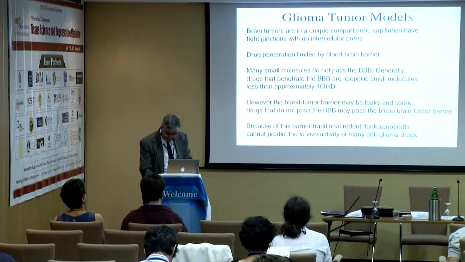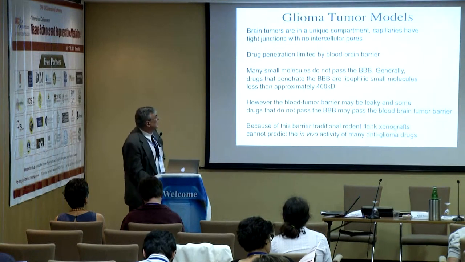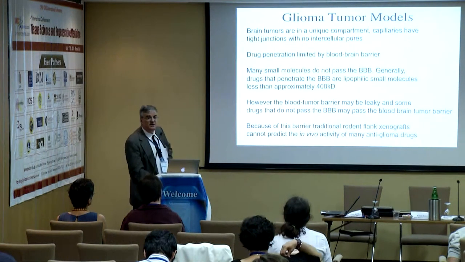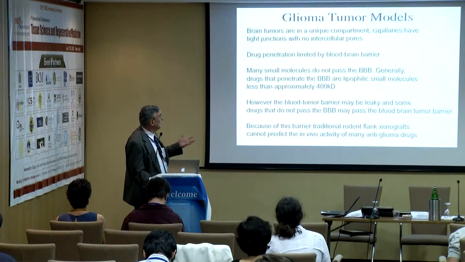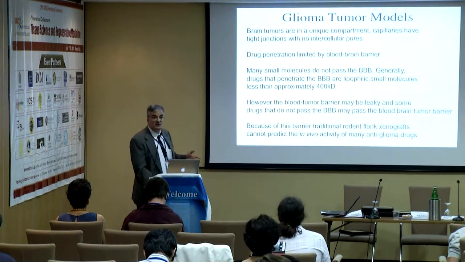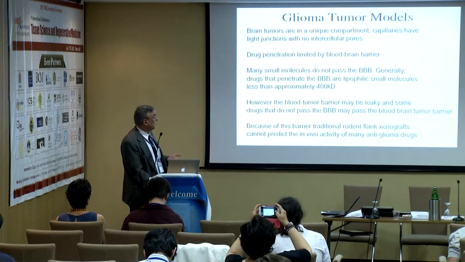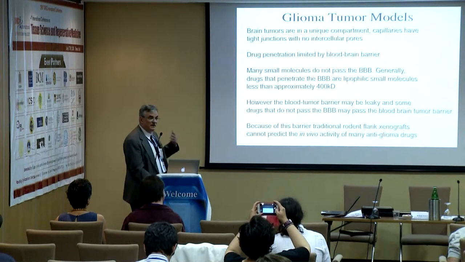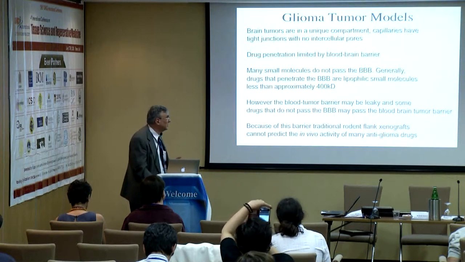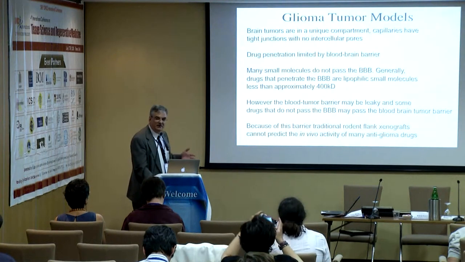So glioma tumor models are necessary because brain tumors are in a unique compartment. The capillaries have tight junctions, so there's a blood-brain barrier. Many small molecules don't pass in. Generally, lipophilic molecules less than 400 kD will. However, the blood-tumor barrier, particularly in adult gliomas, the main one being glioblastoma, may be leaky, and some drugs that will not pass the blood-brain barrier will get into the tumor.